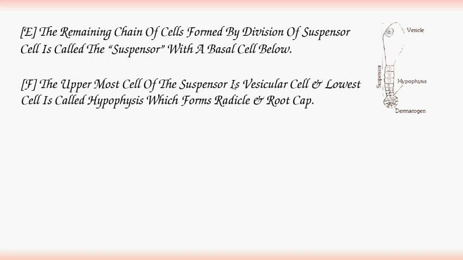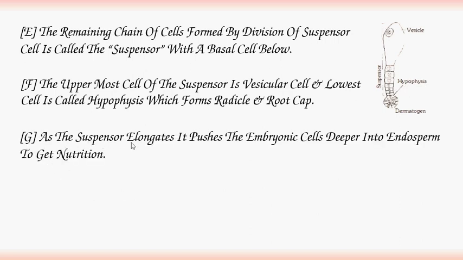Now the uppermost cell of the suspensor is called the vesicle cell, and the lowest cell is called the hypophysis. So this is the basal cell region and this is the lowest cell. That lowest cell is called the hypophysis. This hypophysis forms the radicle and the root cap. The radicle is the root part of the embryo, which develops from this hypophysis.